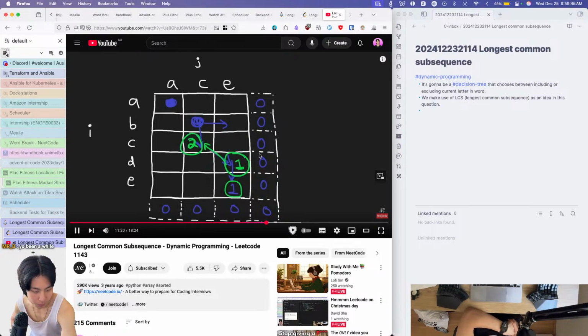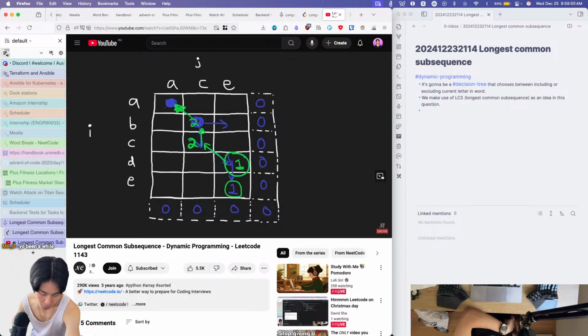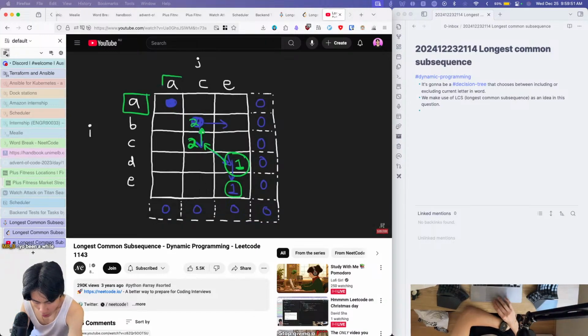Putting it over here. And lastly, we're going back here. That's where we came from, right? Diagonally. That means the characters were matching each other, so we can add at least 1 character.